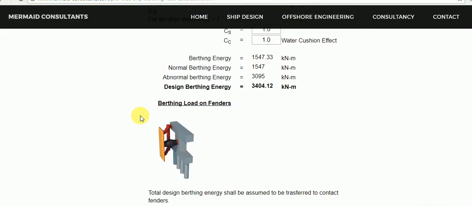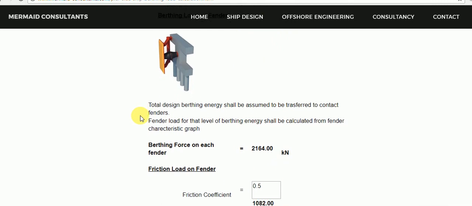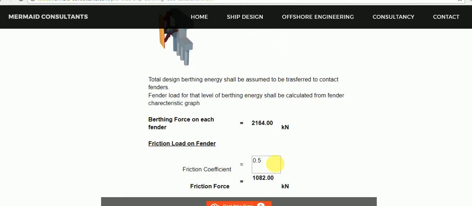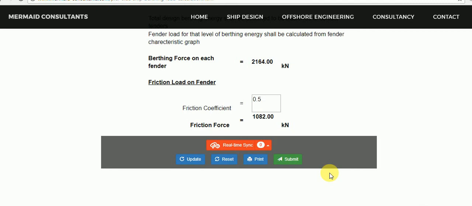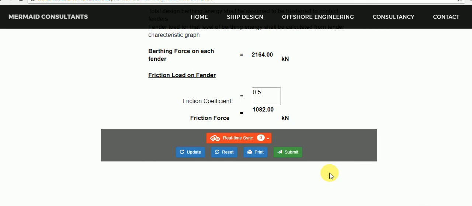Friction coefficient can be assumed 0.3 to 0.4 on fenders. And so, friction force is calculated on fenders. So normal loads and friction load on fenders are getting transferred to dolphins. Results can be printed or sent for verification by selecting these links.